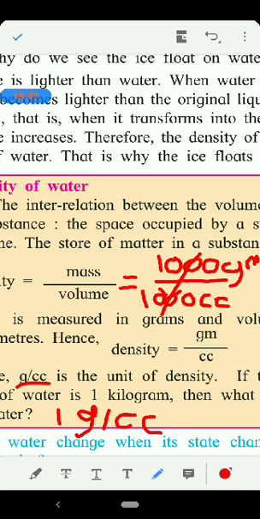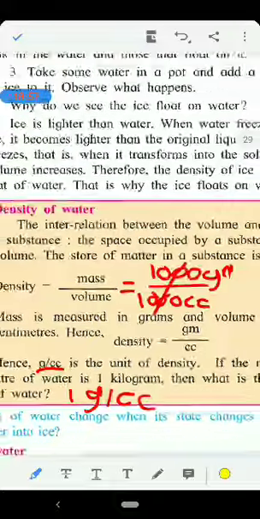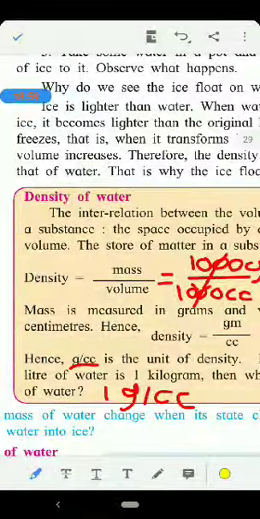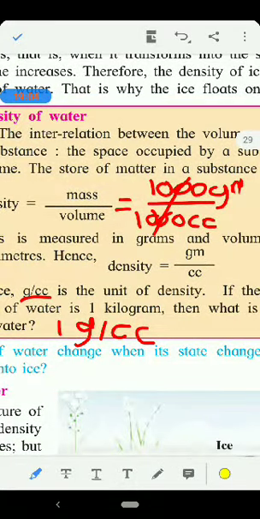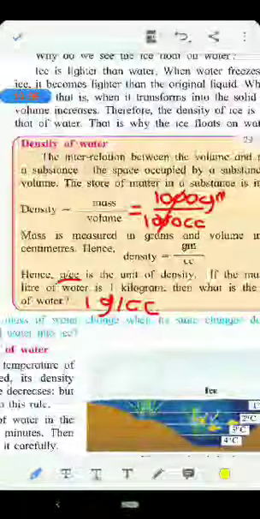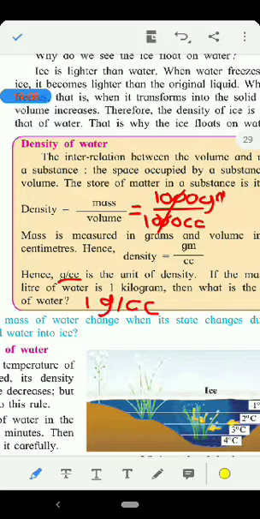Understood? All of you should write this density of water in your notebook. Write the formula of it, even with the unit, and this example which they have asked. That example with the answer of it you have to write in your notebook.